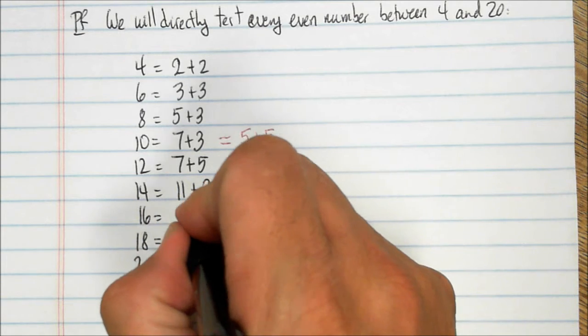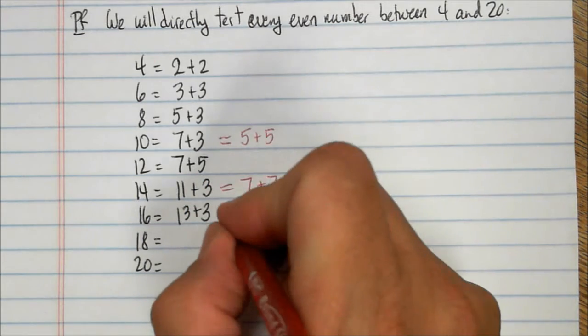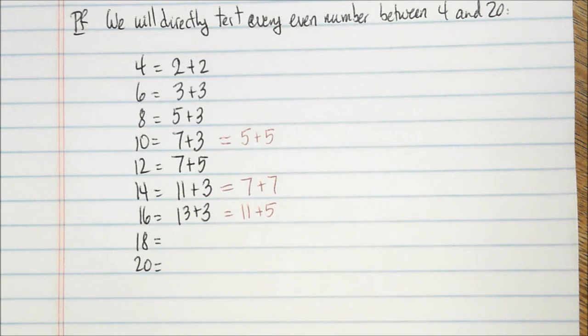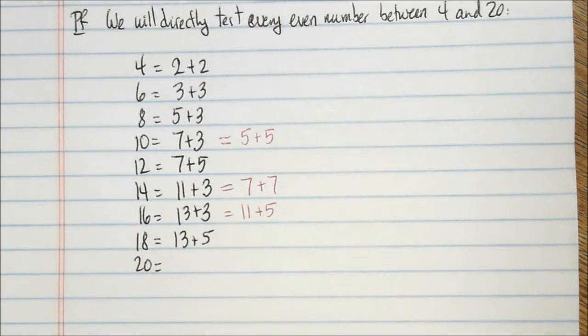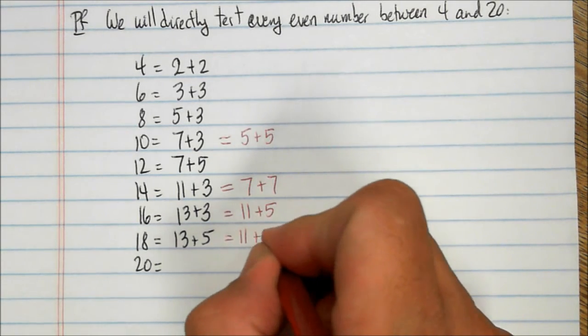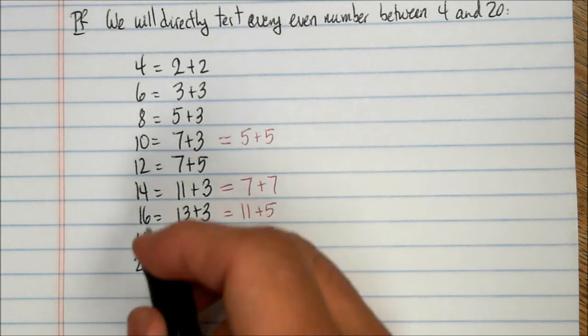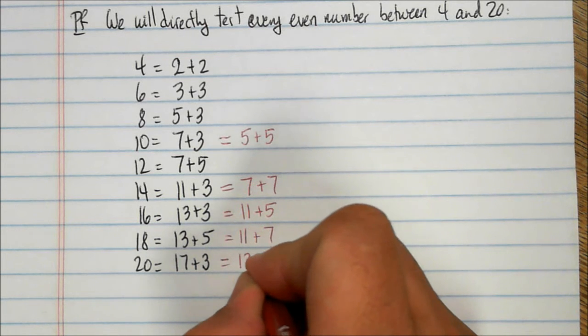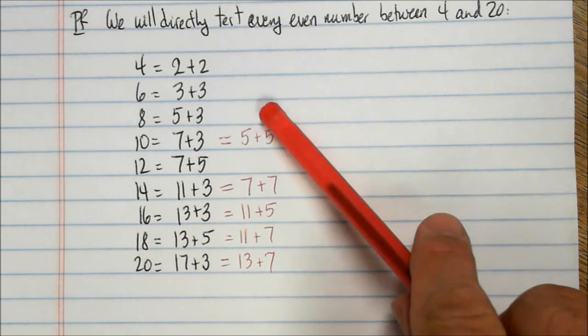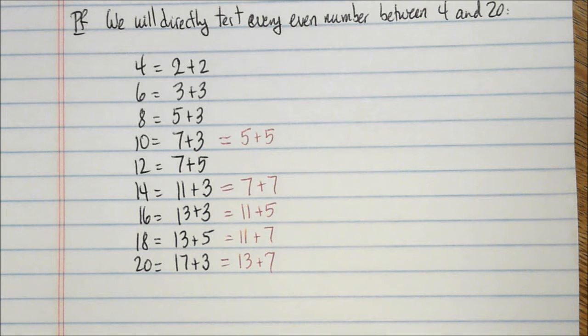16 is equal to 13 plus 3. And also could be written as 11 plus 5. 18 can be written as 13 plus 5. Or it could have been written as 11 plus 7. And finally, 20 can be written as 17 plus 3. Another option would be 13 plus 7. So the stuff in red over here is strictly optional, and so I marked that in a new color just to emphasize that it's not required, but could be done if you wish to list out all the ways it could be done. But all that was required was listing it out one way.